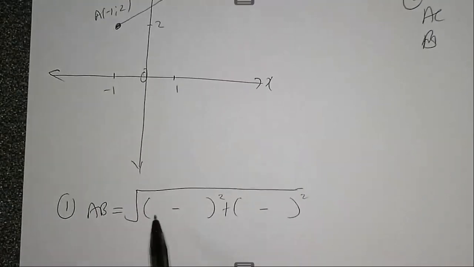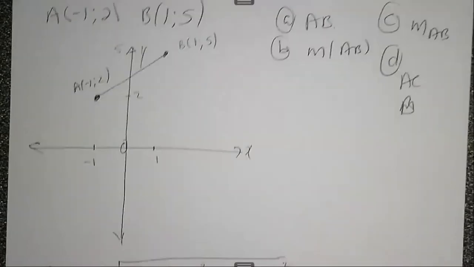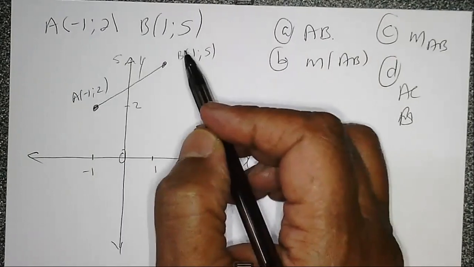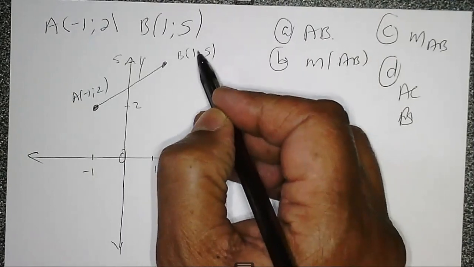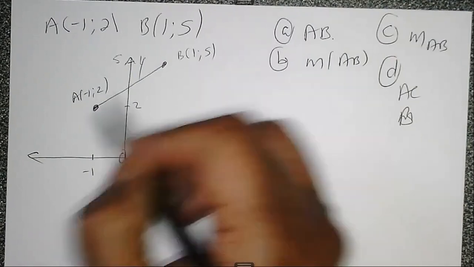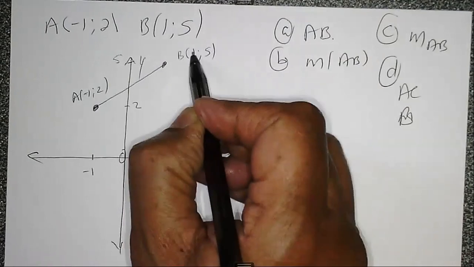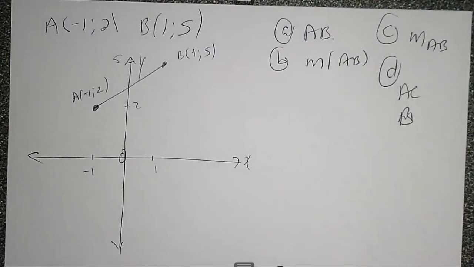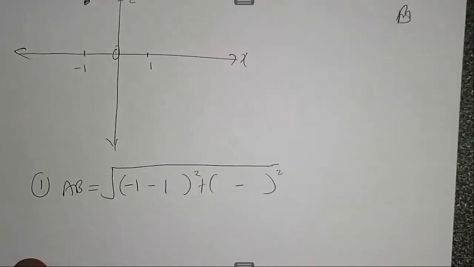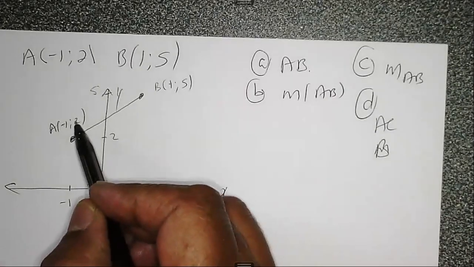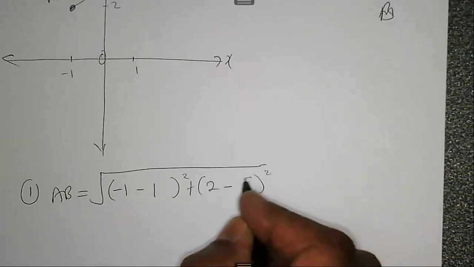What you fill in here is you subtract the two x values. You can either start from B down to A or from A up to B, it doesn't matter. Let's work from A to B. So it's -1 minus 1, and then the y's is 2 minus 5. So it is 2 minus 5.